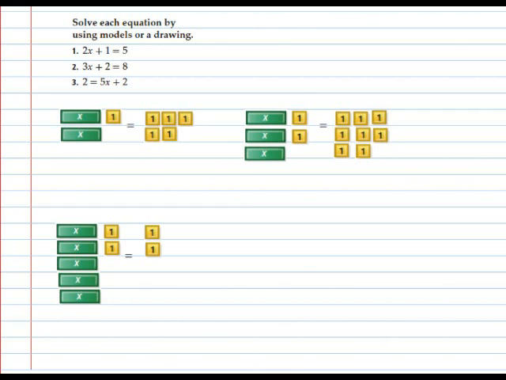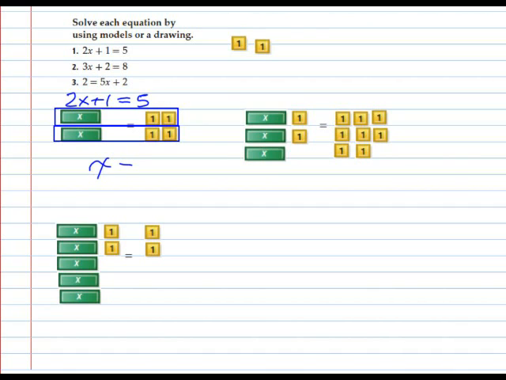In our first example, you can see that we have the equation 2x plus 1 equals 5. To solve this, I'm going to remove 1x from each side of the equation. Then I'm going to divide my remaining tiles into 2 equal groups, and then you can see that the solution to this equation is x equals 2.